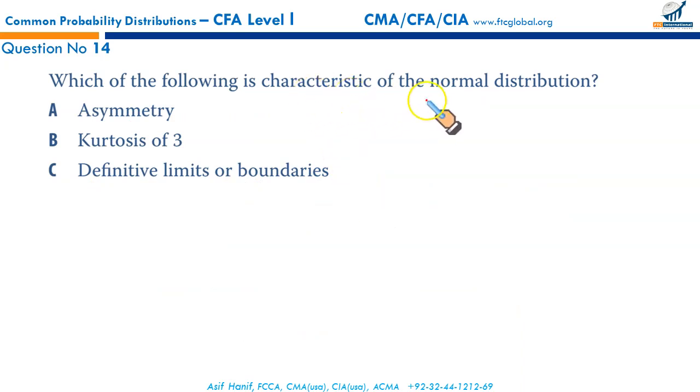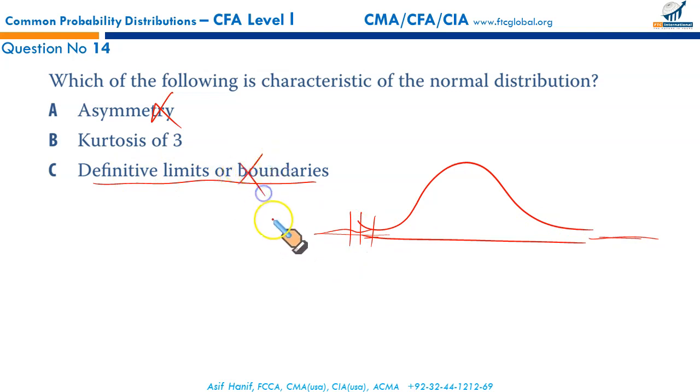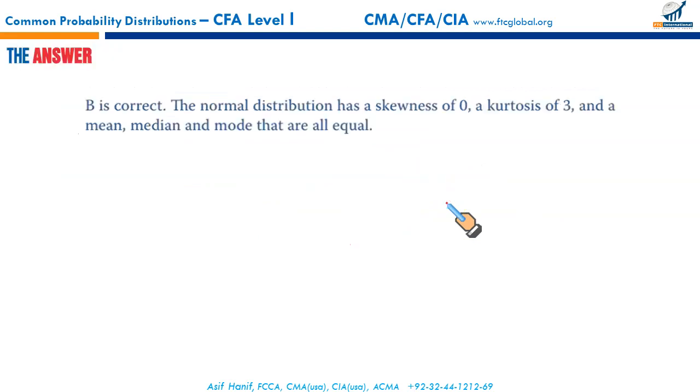Which of the following is characteristic of normal distribution? We have read this quite a lot of times. This is the normal distribution. It is not asymmetric, rather it is symmetrical. This is incorrect. It has definitive limits on the boundaries. No, there is still some data at the tail, so we can't say that's where the boundary ends. It doesn't have definitive limits or boundaries. What we are sure of is that it has kurtosis of 3. That's from our prior learning, so that makes B our correct option.